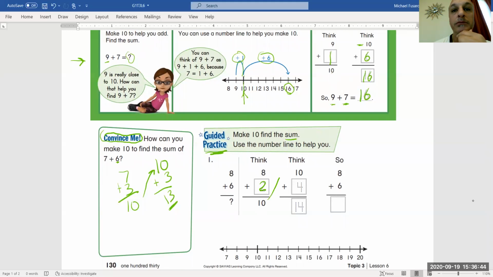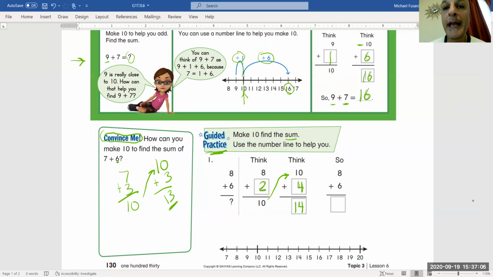Then remember, that 10 comes up top, and we add what's left over from the 6. So if I took 2 away from the 6, that left me with 4 more to add. And I know that 10 plus 4 equals 14. Excellent. Let's see what happens on here.